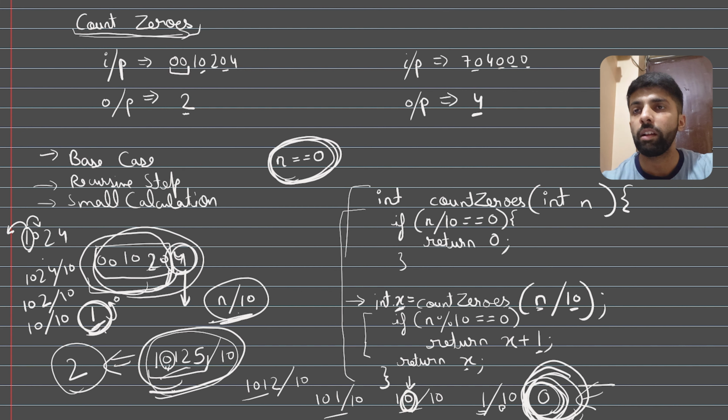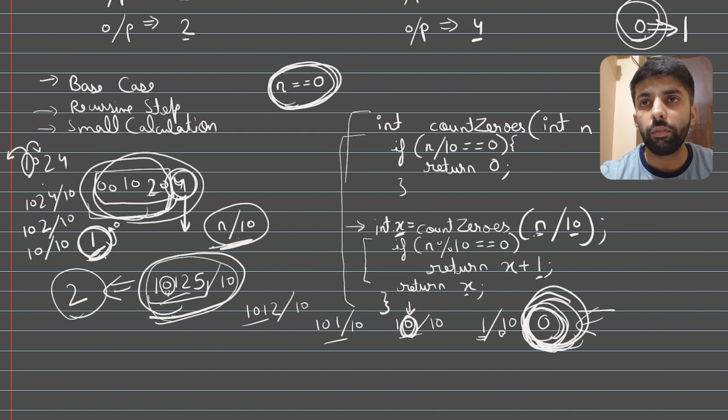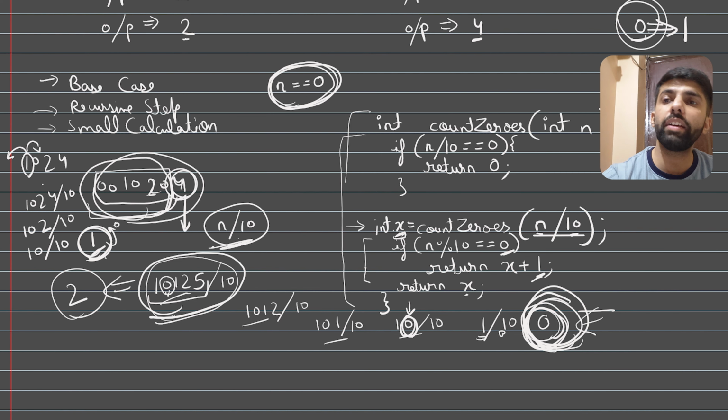Again, we are passing all the digits except for the last one. We are checking if the last digit is 0, we are adding 1 to the recursion's answer. If it is not 0, we are returning the recursion's answer. Right? We are checking on the last digit. If we are already on the last digit, that means we can return 0.